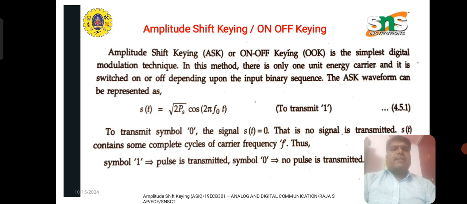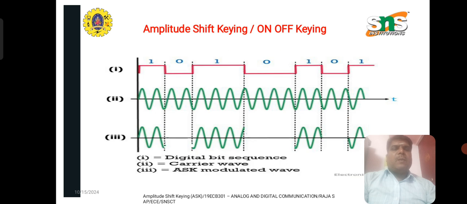s(t) contains some complete cycles of the carrier frequency. Thus for ASK, if symbol 1 is transmitted, then the pulse occurs. If symbol 0 is transmitted, then no signal is transmitted. Now we will see the graph of this ASK.